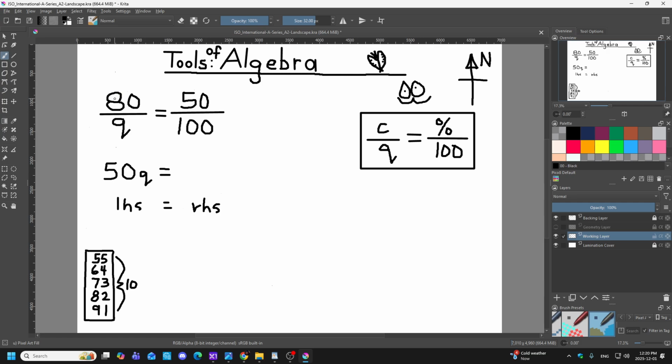And now we're going to go 80 times 100. Again, cross multiply. Actually, let me clear that up first. And then we'll write it. 80 multiplied by 100. Okay. Left-hand side equals right-hand side.